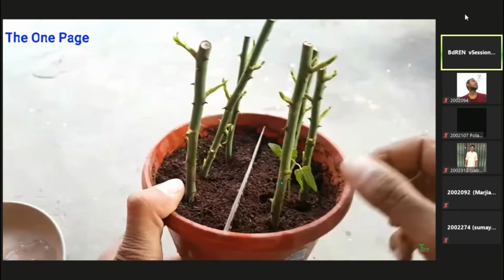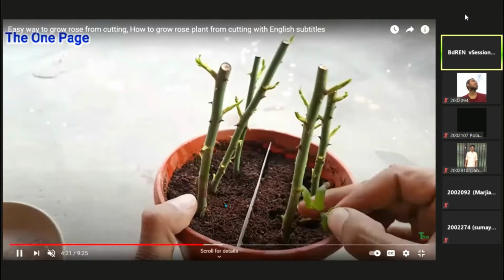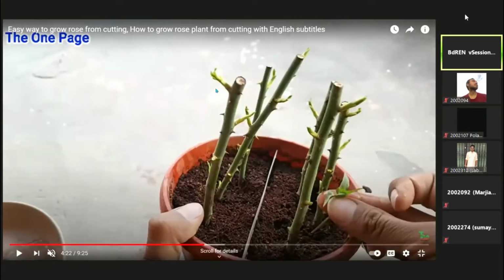Just see here what I want to show you. From the cutting, from the node, this is the newly produced shoot. Do you see, everyone? Yes, sir. This is the newly produced shoot actually.